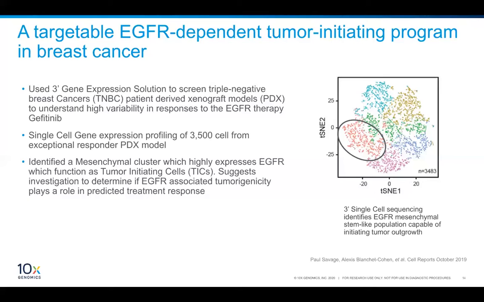Now on this slide, you are looking at a t-SNE plot of about 3,500 cells. Cells are colored by clusters, as marked by the black circle, so the authors identified subpopulations of cells displaying distinct biological features, including a mesenchymal cluster which highly expresses EGFR that functions as the tumor-initiating cells. Now, these results may have important implications in therapeutic interventions and to study EGFR-based targeted treatments in breast and other cancer types.